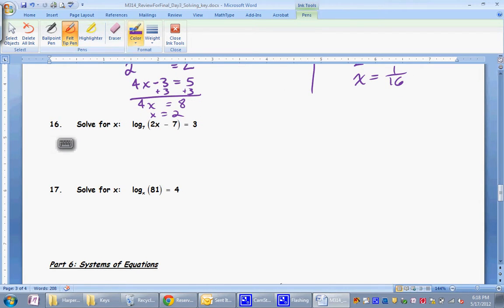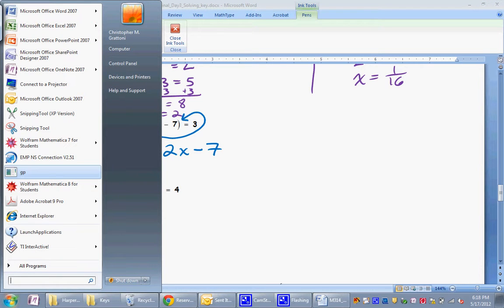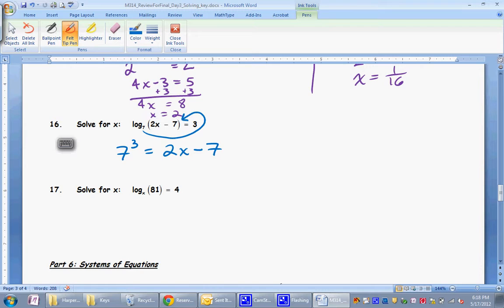Now number 16, I'm going to take this logarithmic equation and I'm going to rewrite it in exponential form. 7 to the 3 is equal to 2x minus 7. Now we need to do 7 to the 3rd power. You could either use your calculator, or you can remember that 7 to the 3rd is going to be 7 times 7 times 7. That's 49 times 7. And if you did 49 times 7, you could just do long division if you wanted to. You get a 3, and then a 6, and then 28 plus 6. You get 343.